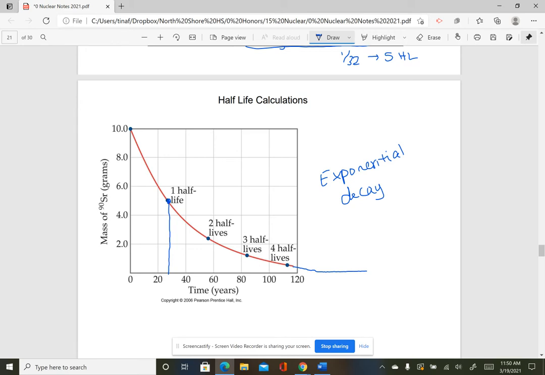So I would say for strontium 90, I started with 10 grams of it. So half would be about 5 grams. So I would say, all right, well, here's my half-life. Little less than 30 years would be my half-life. So you can use this graph in that way too.